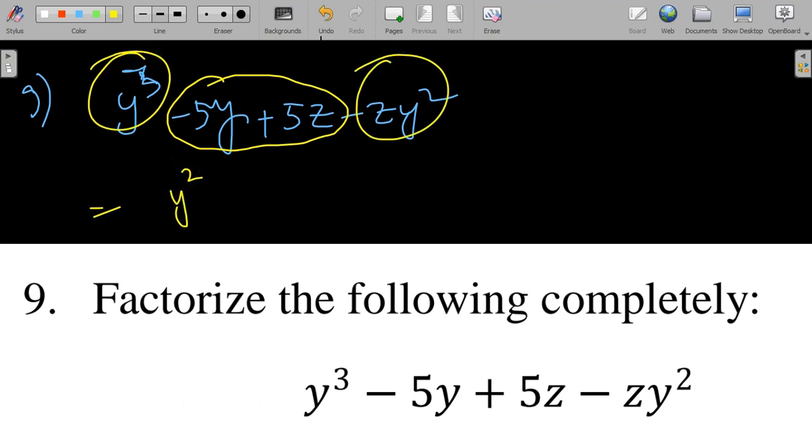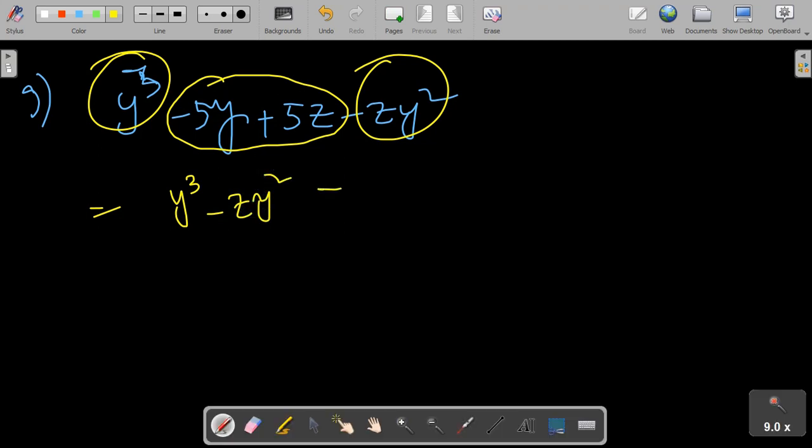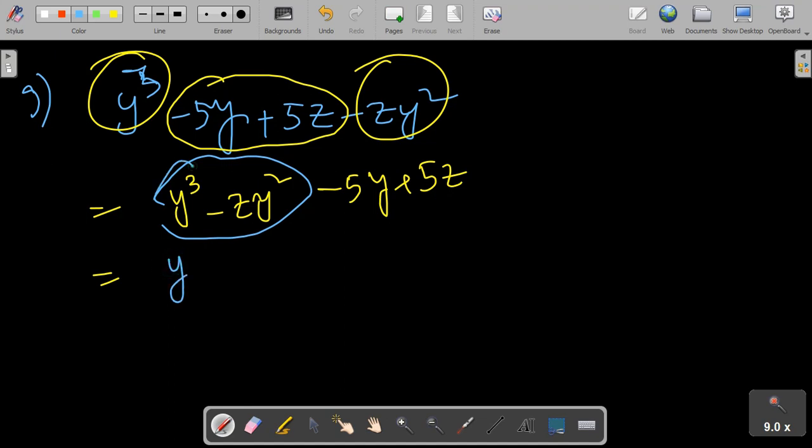So who are in the same group, we want to write them side by side. So y cube minus zy square in the same group, so they are side by side, and minus 5y and plus 5z are in another group. So let's take common from those groups. So now this is a group, so what will we take common? We can see it's y cube and it's y square, so y square will be common, so what would be left? y minus z, right?